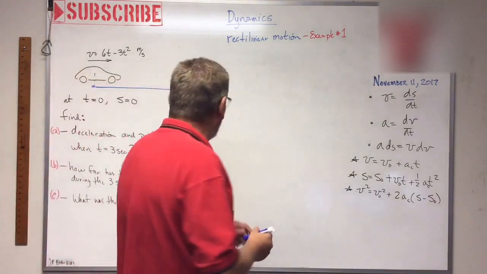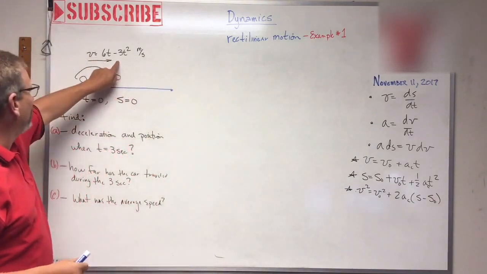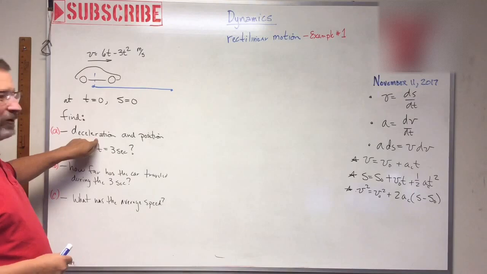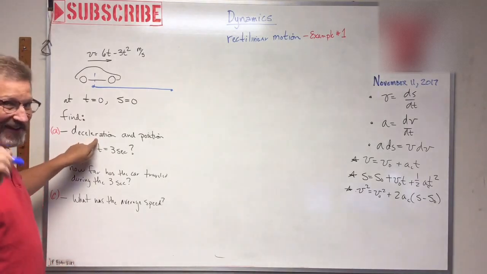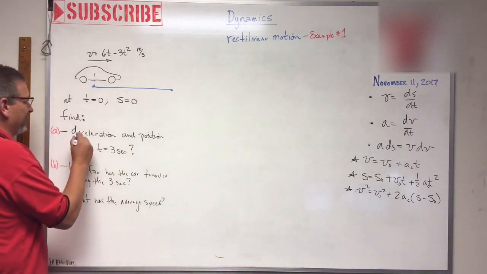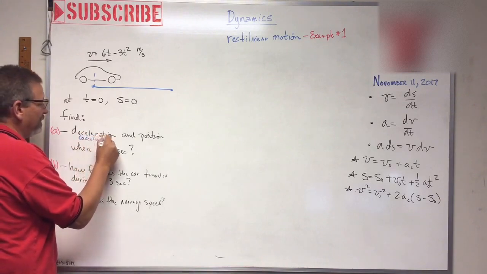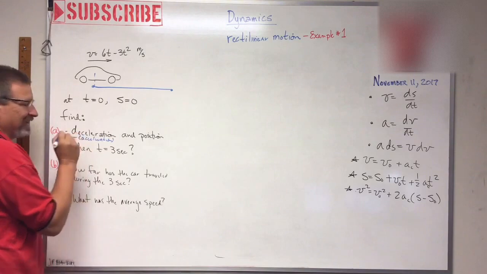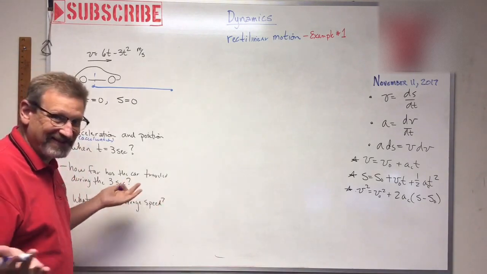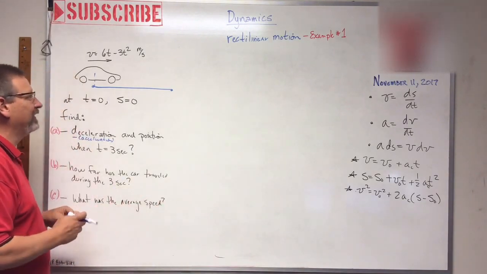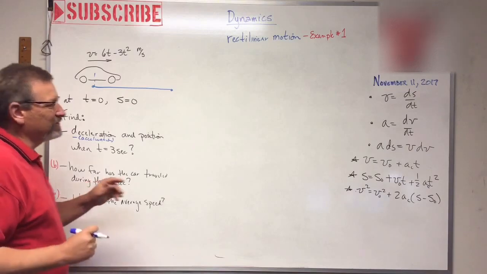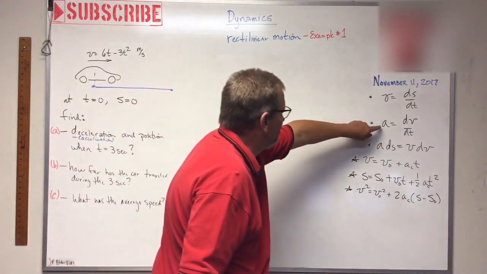Okay, so let's see if we can do that. So we're given this equation here. So find deceleration. Now deceleration is acceleration, right? This really is acceleration, but it's probably just going to have a negative sign in front of it. Deceleration is like negative acceleration. So let's use the acceleration equation. Let's use this thing here.